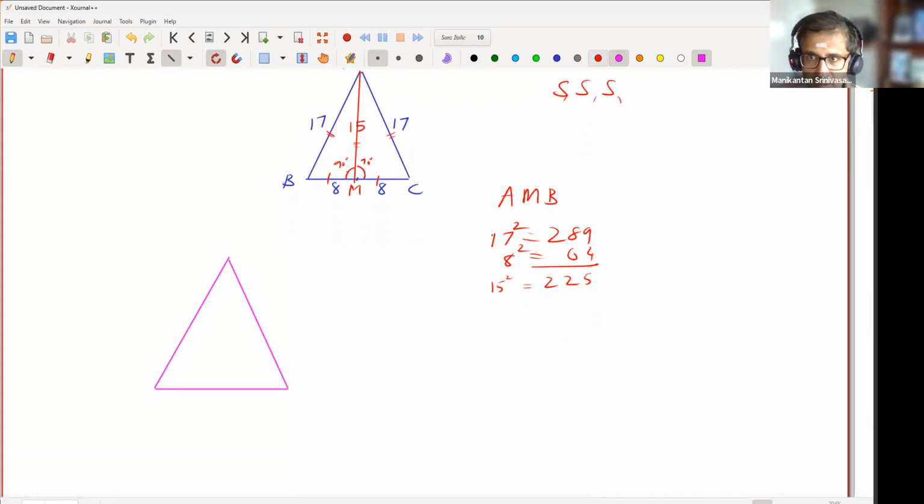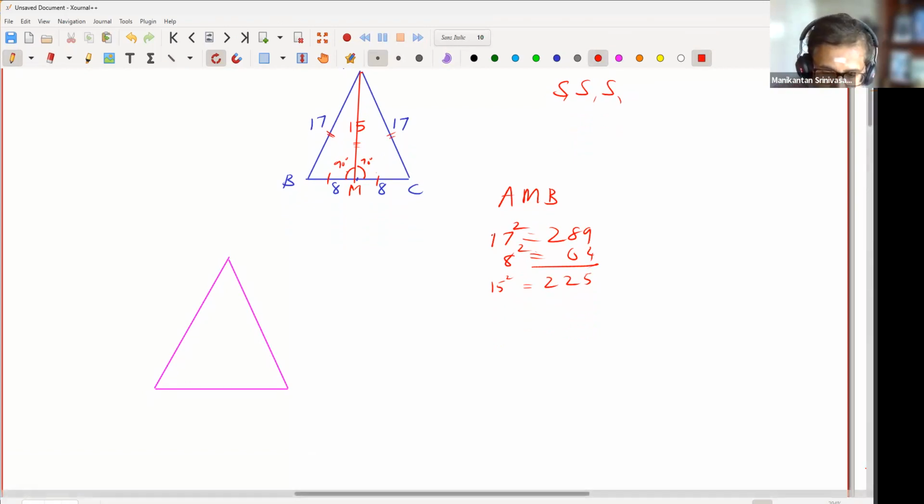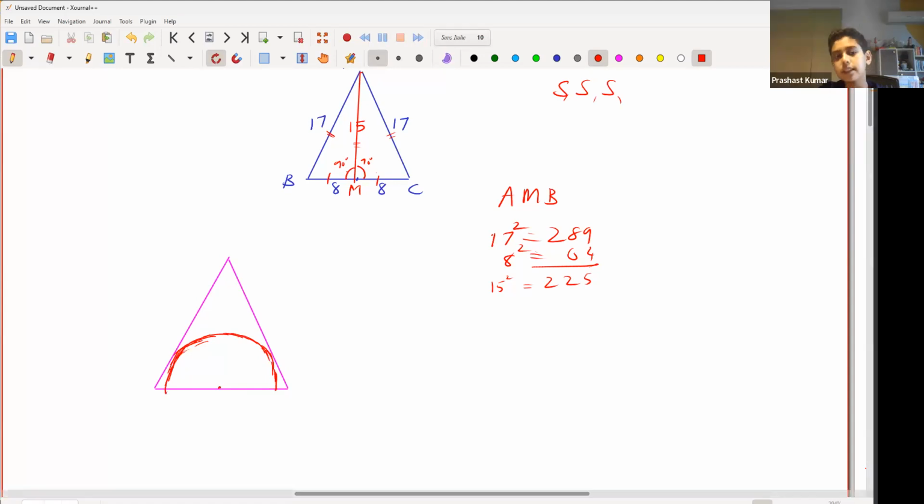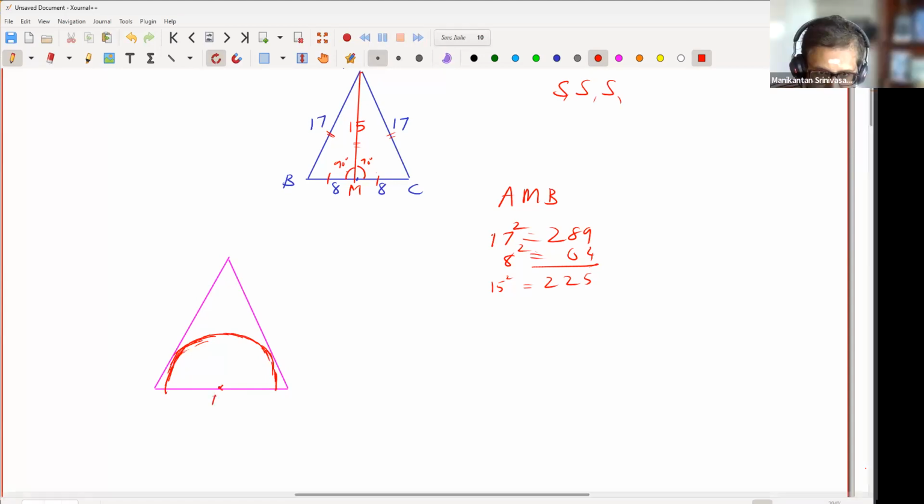Okay. So I'm just drawing a semicircle with this as the center. Something like this, Precious. Yeah, more or less like that. So this is A, this is B, this is C.